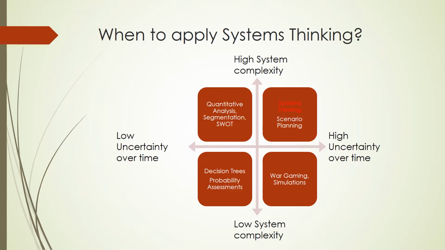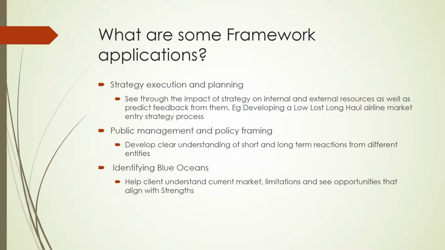So when to apply systems thinking, it's mostly applicable in highly uncertain situations as well as highly complex systems. You can apply it in any other situations, but in those situations you probably will be better off applying some other better and useful frameworks. Some of the applications of the framework are strategy execution, public management policy framing, and developing blue oceans. These are the ways you can see through the opportunity.